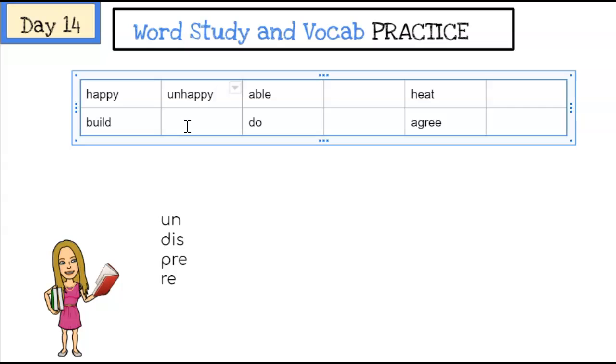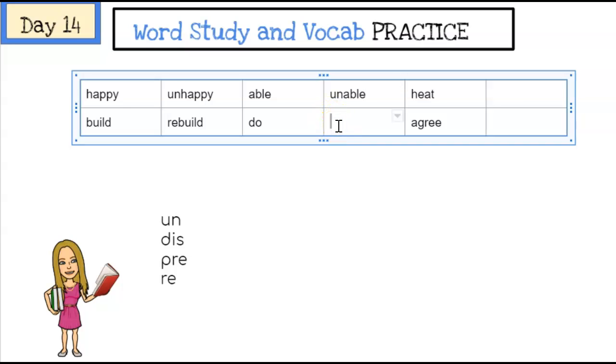If I wanted to say that I wanted to build the house again, which prefix would I use? Un, dis, pre, or re? If I wanted to build again, I would say rebuild. What if I was not able to do something? Not able to do something. I would say I was unable to complete my homework.